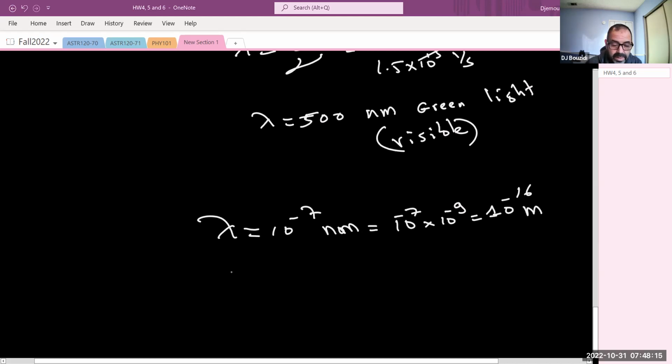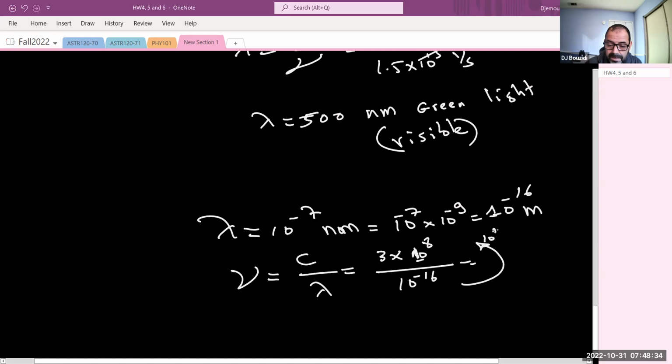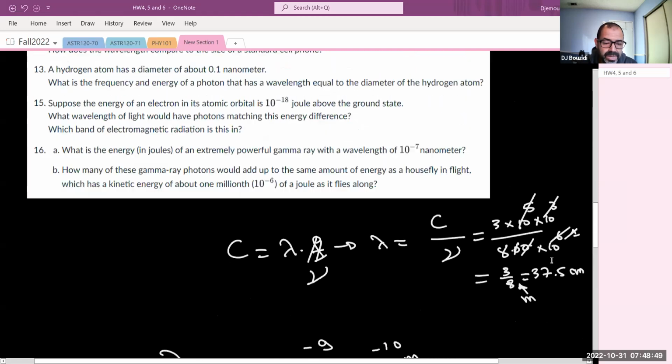We need to find the frequency nu by dividing the speed by lambda. We did this several times, so hopefully you guys have this one memorized. So it's 300,000 kilometers or 300 million meters per second divided by the wavelength, which is 10 to the negative 16. When I take 10 to the negative 16, it's going to be 10 to the positive 16 in the numerator. 16 plus 8, that's 24. So this is 3 times 10 to the power 24 hertz. This is gamma rays. You're talking about extreme high frequencies. But they don't ask about the frequency.